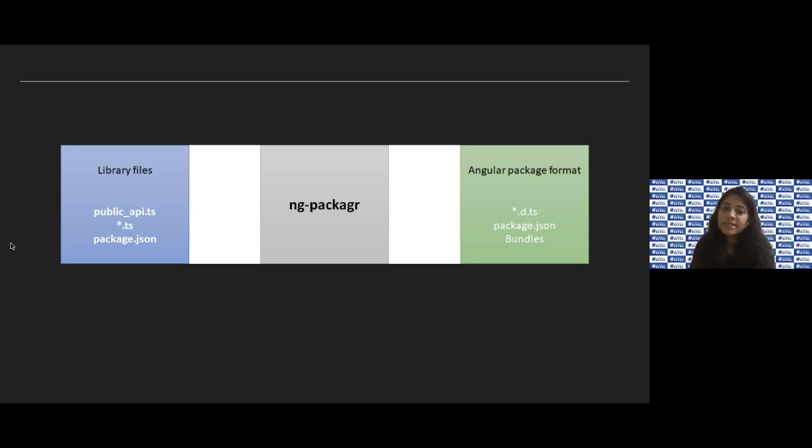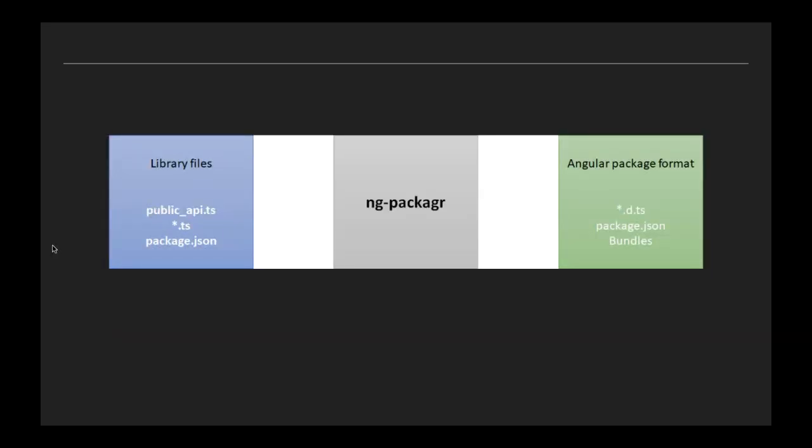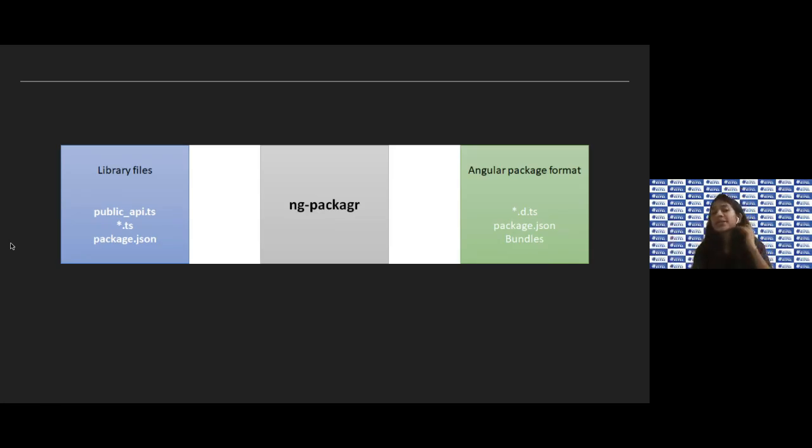You have these library files: the public API d.ts file, the package.json, and all the TypeScript files for your component and module. It goes through ng-packagr. What ng-packagr does is create all these files as per the Angular package format. First, it will create the type definitions, the d.ts files. Then it will have a package.json, which will specify your library-related information. Then it will also create all the bundles that we talked about: ESM5, ESM2015, and UMD bundles.